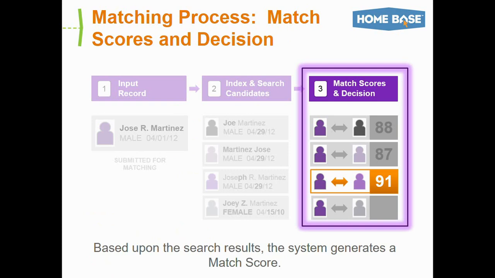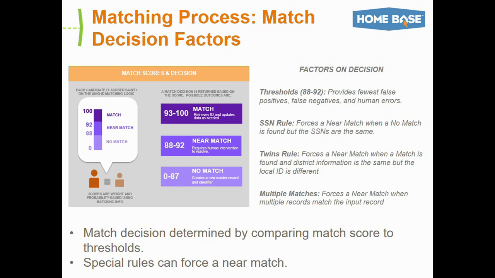Alright, so it's gone through its indexing and it's created match scores after it's accounted for exceptions, and you can see those highlighted over on the right. So it came up with 3 match scores for the near matches that it found for the input record. So let's talk a little bit about what those match numbers represent.